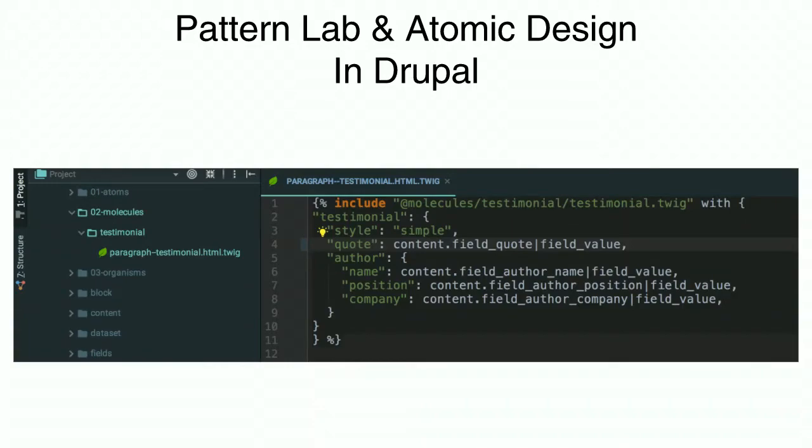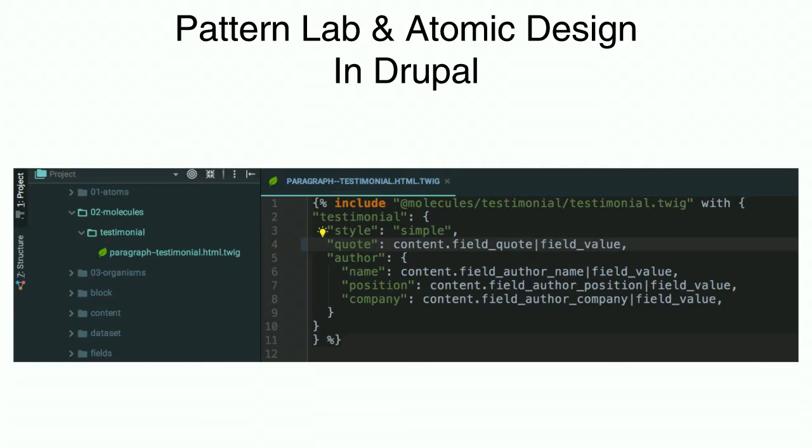Okay, so now, tying this into Drupal. We have our component, all styled, all in there in PatternLab. Now we created our entity, our paragraph, and we injected our paragraph inside our content type because that's how we want it to display. Now we need to connect these two.